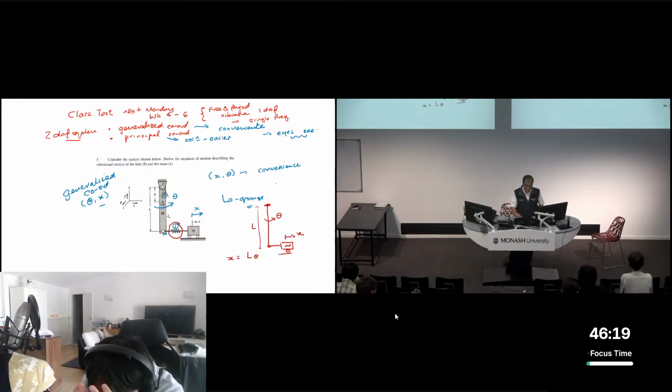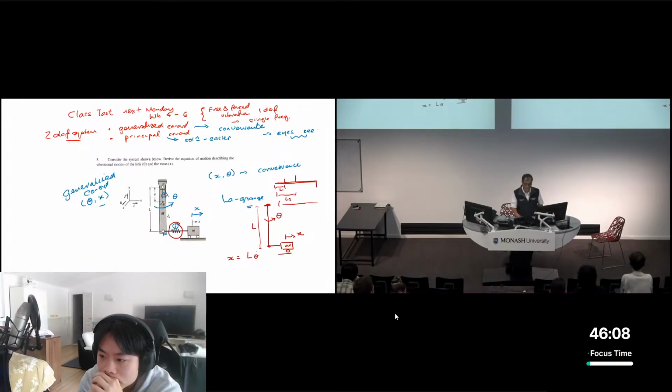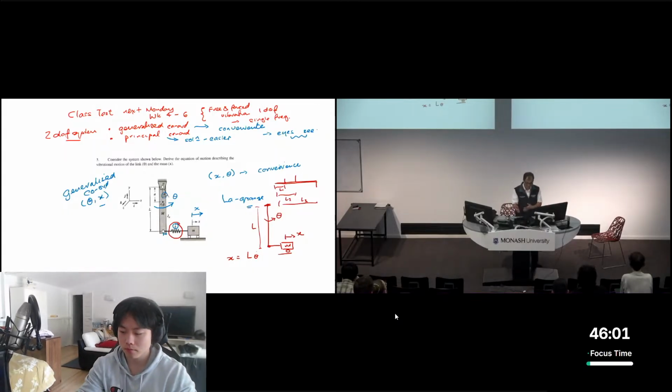Remember in the example, this is a rigid bar. x1, x2, and x3, they are defined by the distance L1, L2, and L3. Remember? Okay? So those displacements are linked to theta and L. So there's only one degree of freedom system.